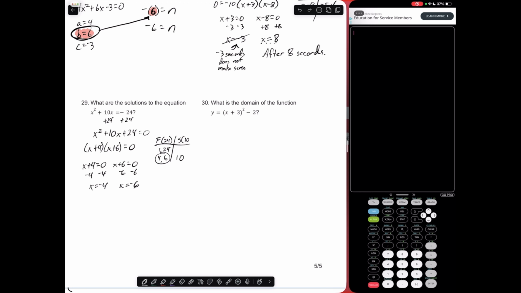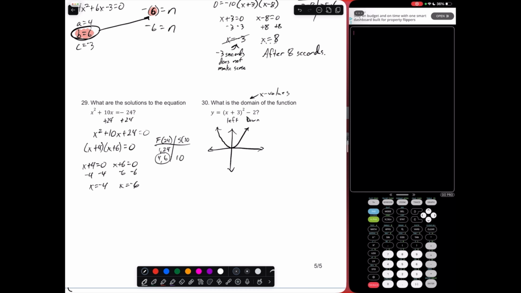All right, number 30, what is the domain of the function? Now, this is in my mind a slightly silly question, but the domain are the x values. So they're asking what x values can we use? The plus 3 tells us this goes left and this goes down. That doesn't really mean much in this problem, because if you have your x squared function that looks like this, if it goes left 3 and down 2, it's going to end up somewhere about here. It's going to go something like that.